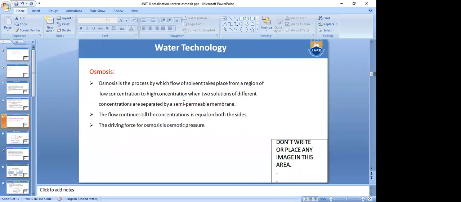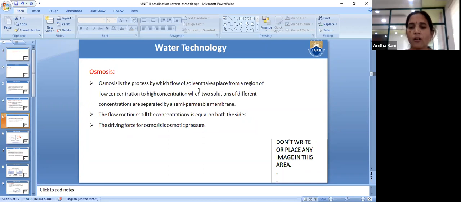So what does the process of osmosis mean? It is the process by which the flow of solvent takes place from a region of lower concentration to higher concentration. Not high concentration to lower concentration. So the flow of water molecules is from lower concentration to higher concentration.